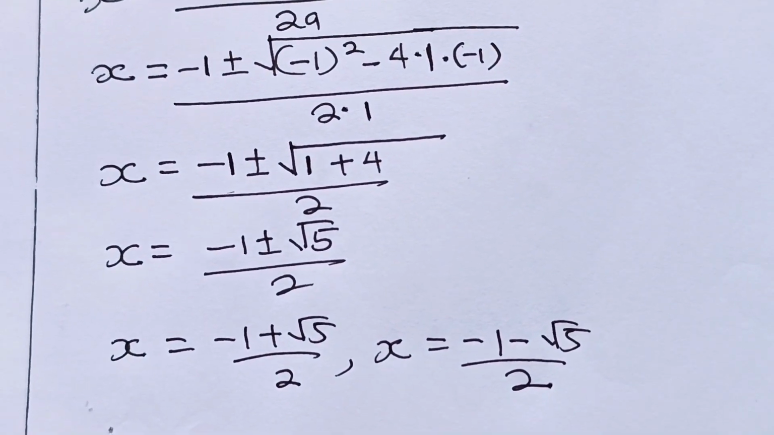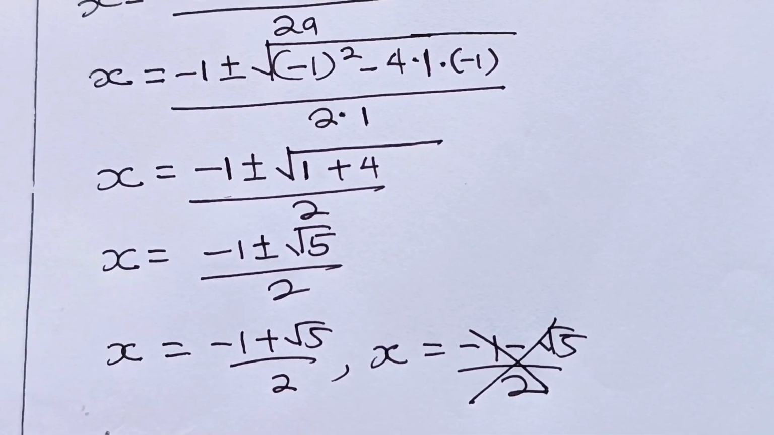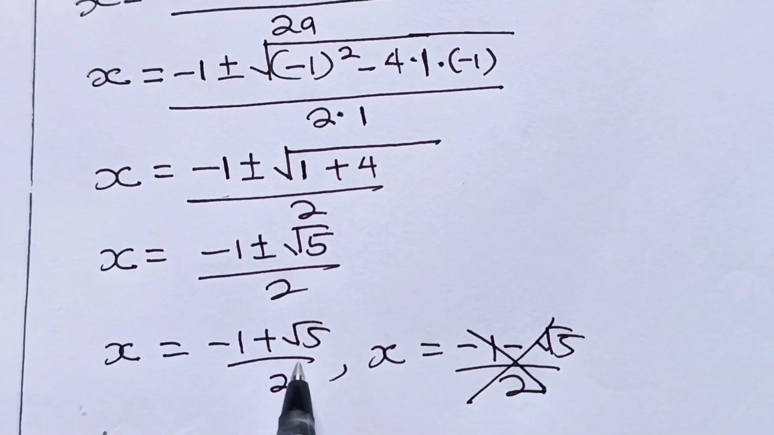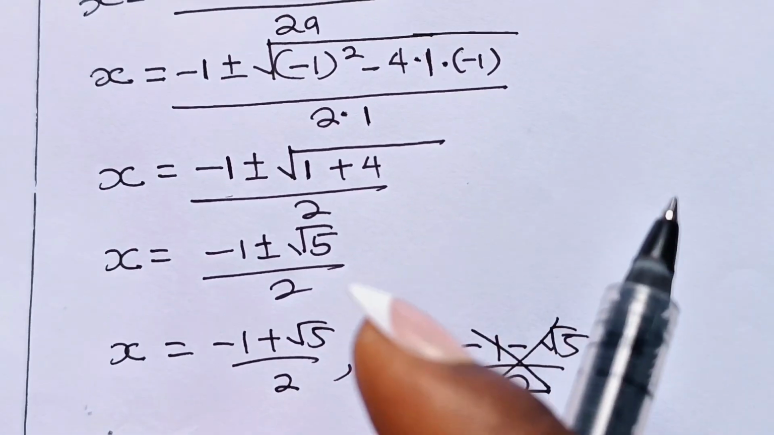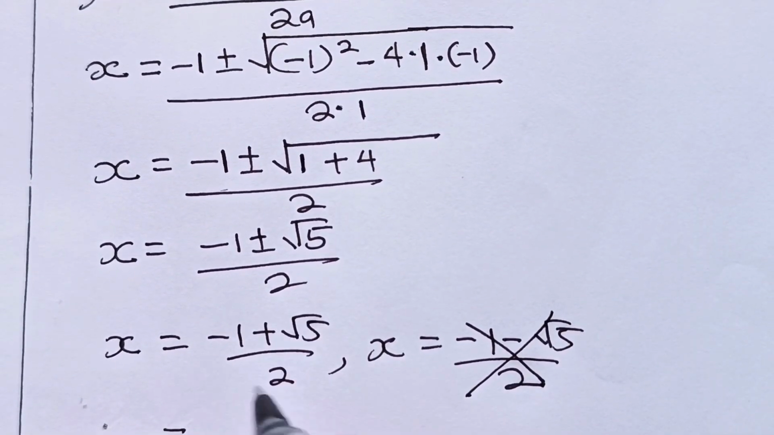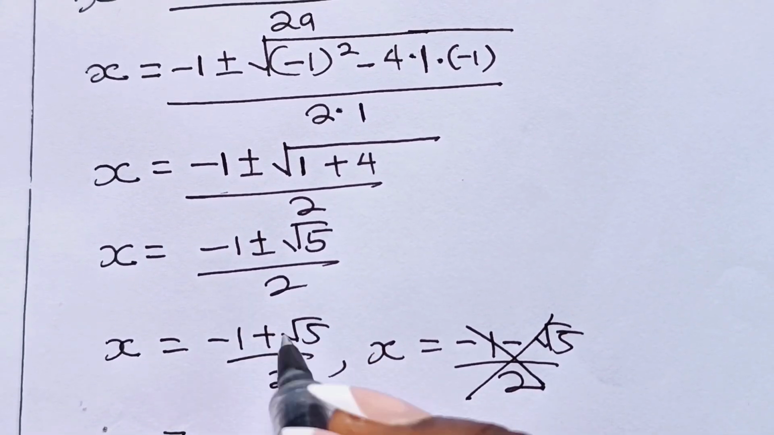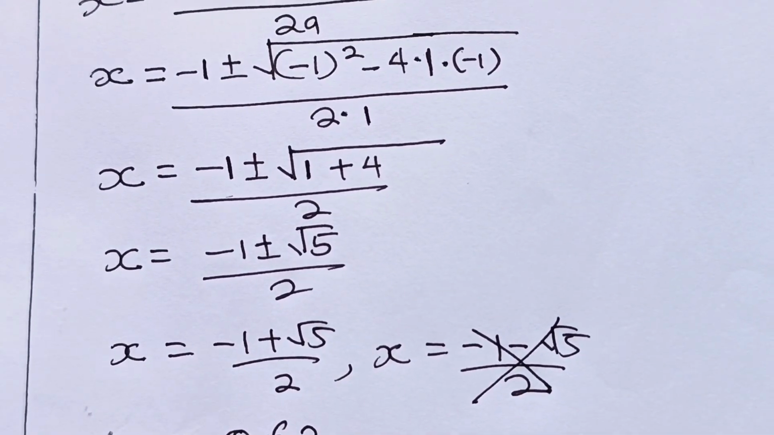But the truth remains that x cannot be negative, right? Because we are talking of length. So it means that this is the value of x. And this is like the inverse of our golden ratio, right? Now, if you solve this, you're going to get 0.62, which is exactly what we got using our trigonometry.